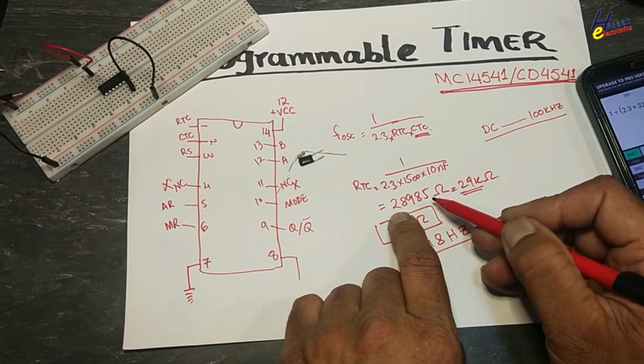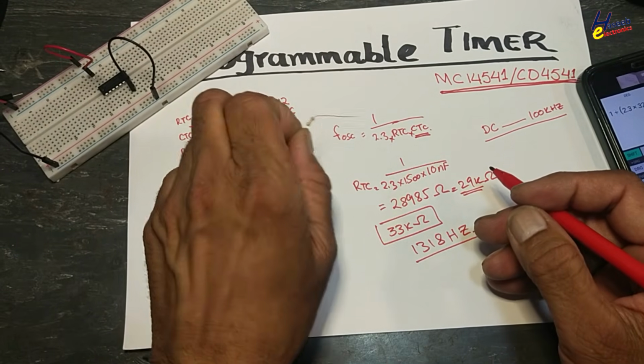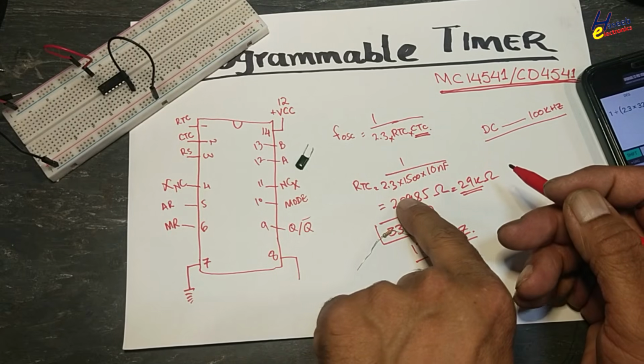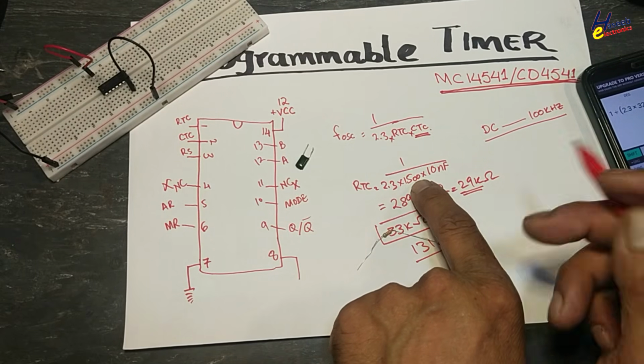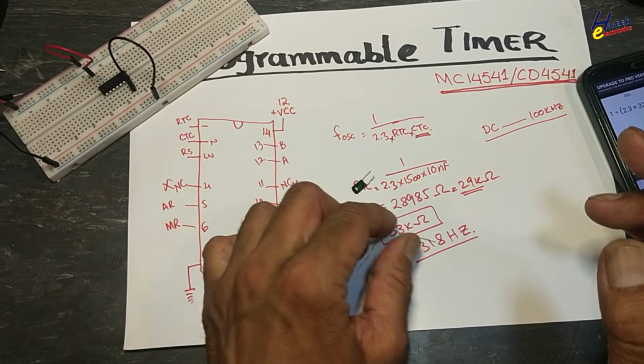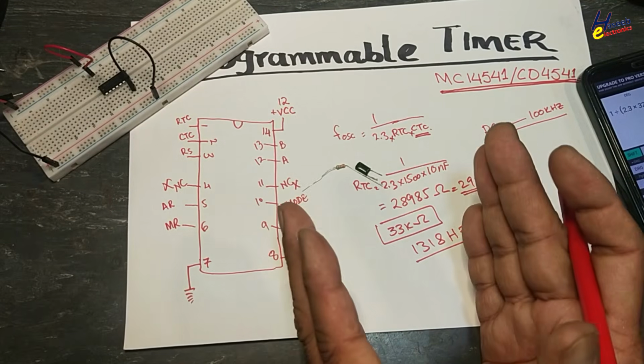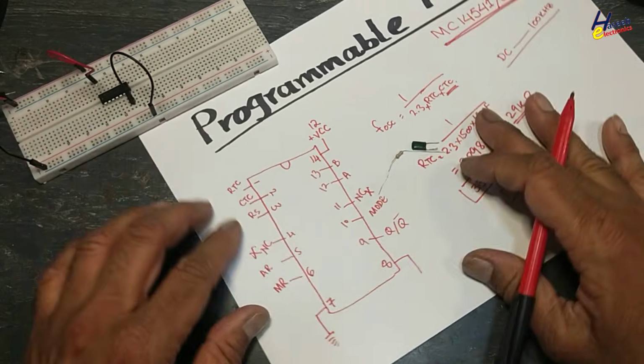We calculated 28k, but the available resistor is this. If I use exactly this, the frequency will be 1500 Hz. In the same way, if the capacitor value deviates, the frequency will shift.